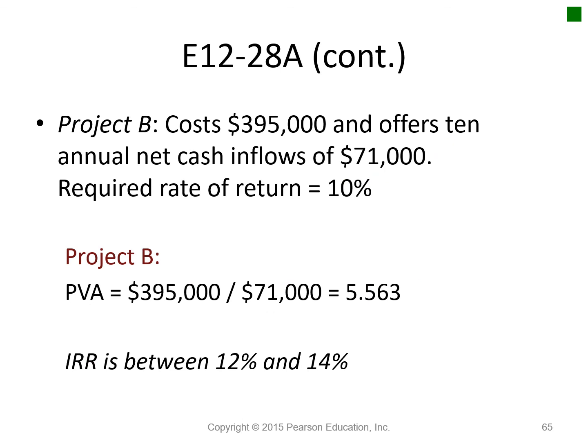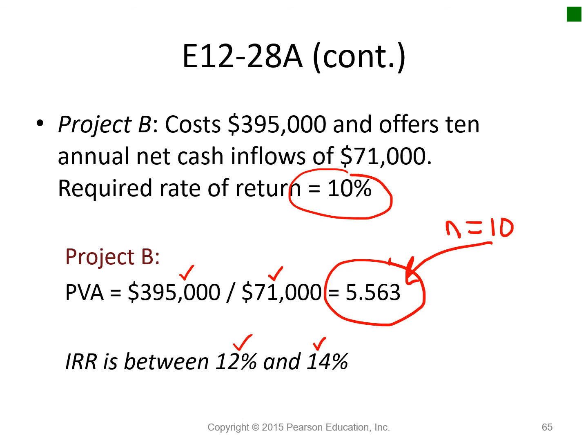For project B, again, same thing. You take your initial cost and divide by your cash flows. This is your table factor. And again, using N equals 10, you're looking for this number. Notice this one's going to be between 12 and 14%. Because your required rate of return is 10%, and this number is more than your required rate of return, you'd say that this project might be acceptable.